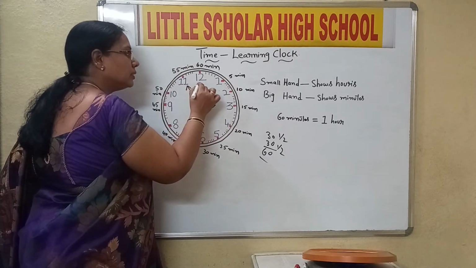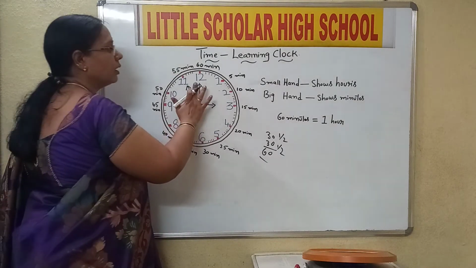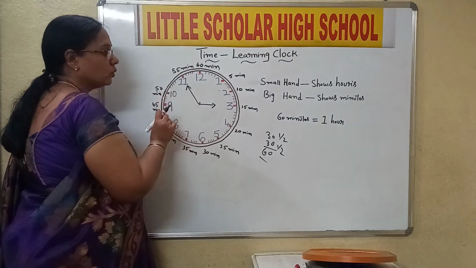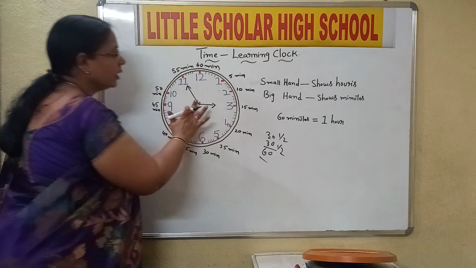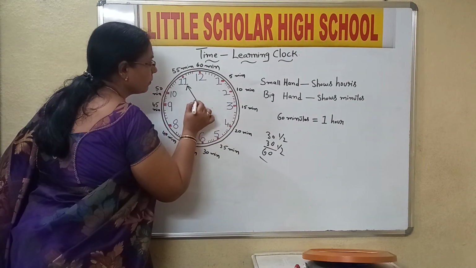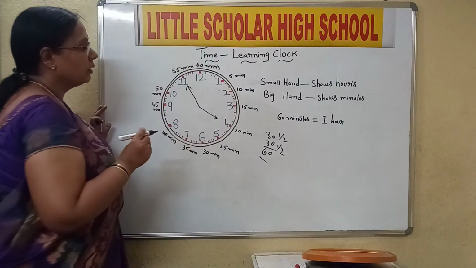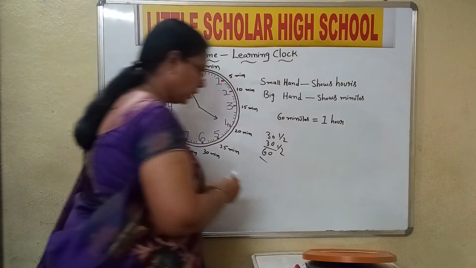That means once it is coming here, then we will say 3 o'clock. But still it did not come on the 12. It is still on the 11. So we will say 5 to 3. Then we will say 5 to 4, like that. Okay. You see here.